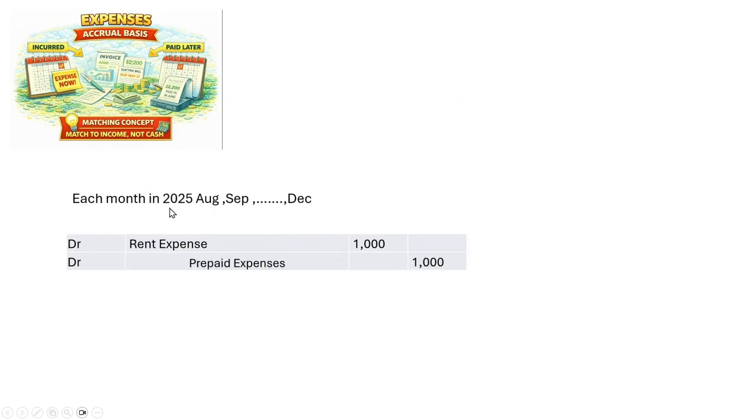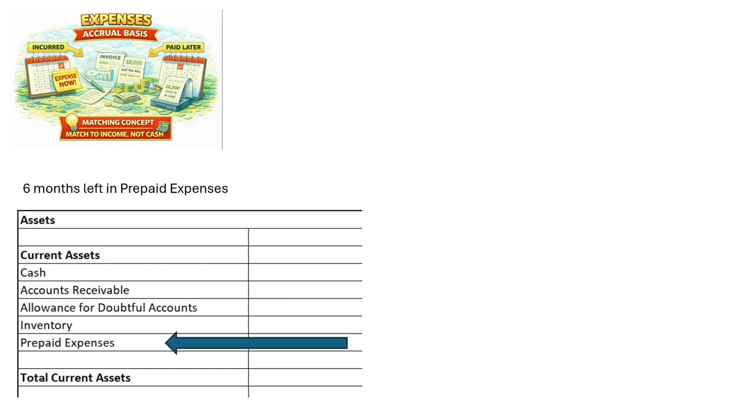For the next months, August, September, October, November, December, we just take the amount that belongs to that month and expense it. So debit rent expense and credit prepaid expense. At the end, what's left is 6 months that belong to 2026. It's going to show in the balance sheet under current assets.